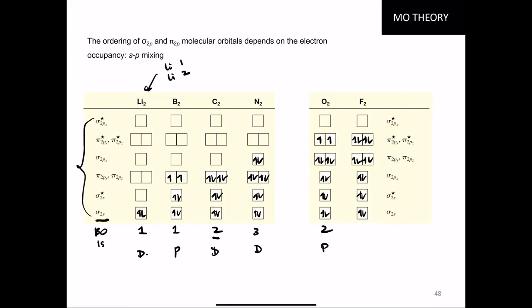14. So let's see. 6 minus 4 divided by 2 is 1. Bond order of 1, as expected, right? Fluorine has a single bond. Nice. And it should be diamagnetic. All right, there we go.